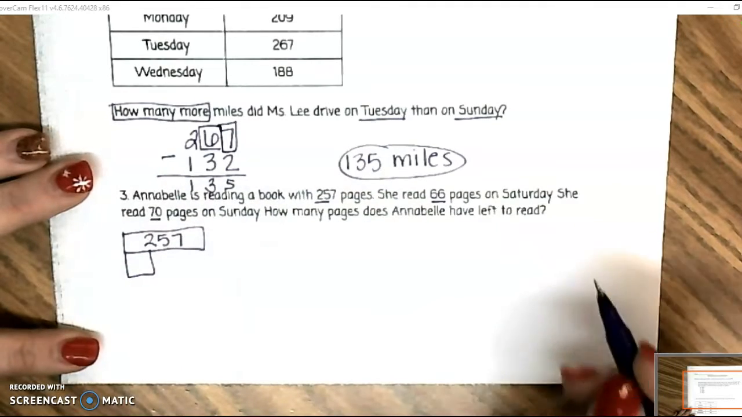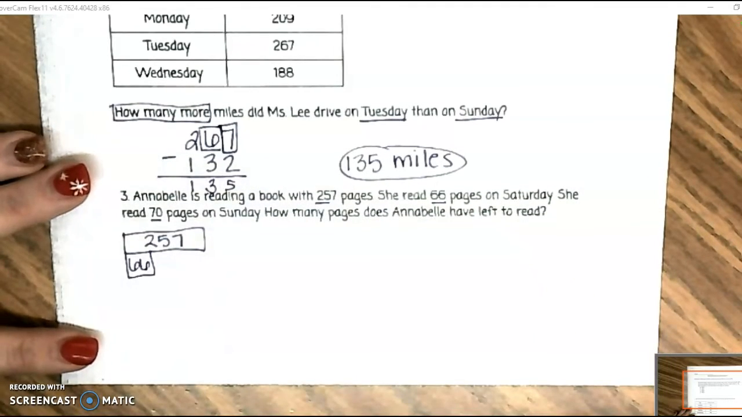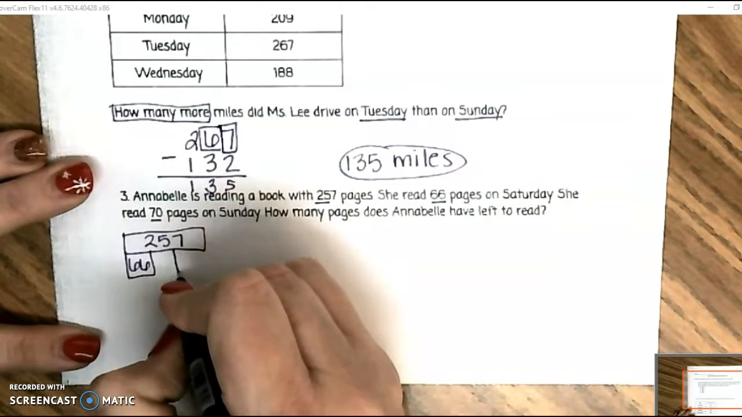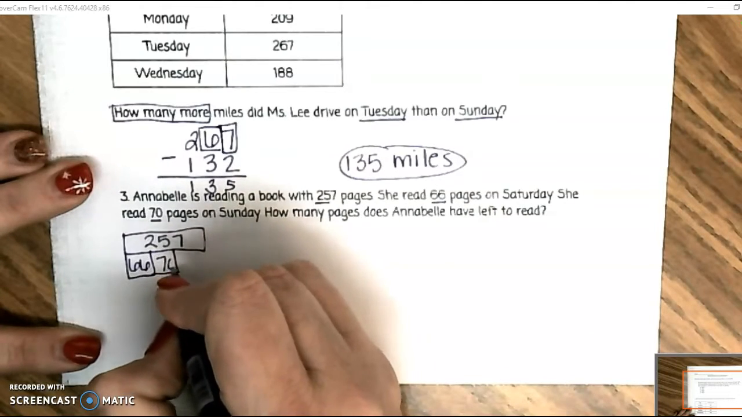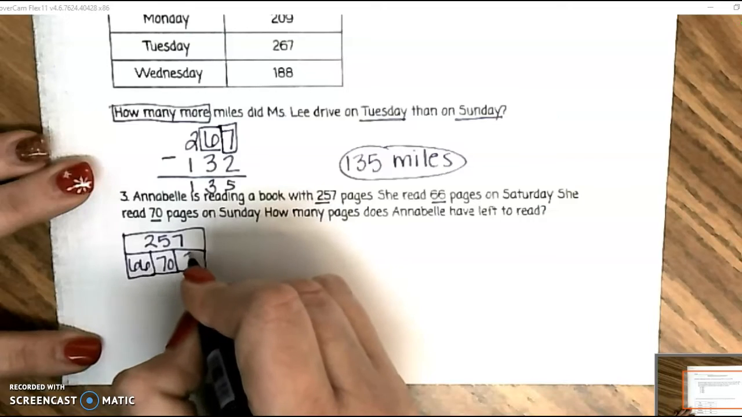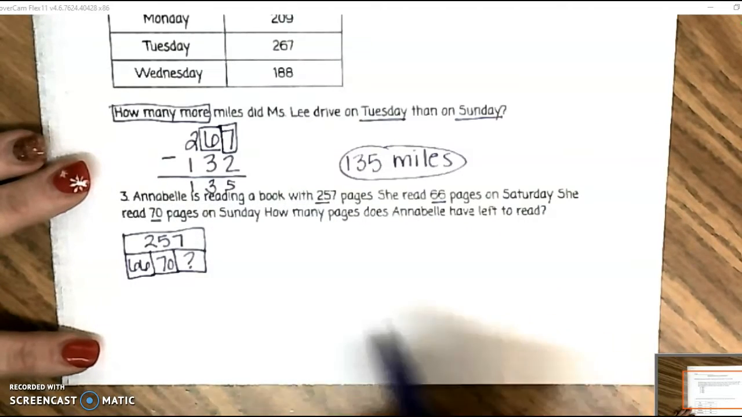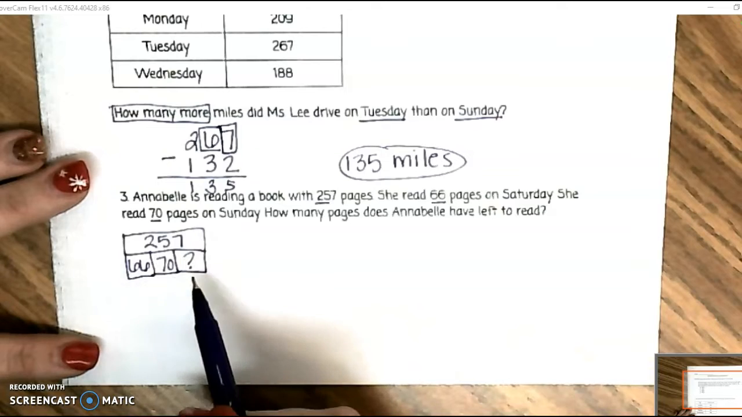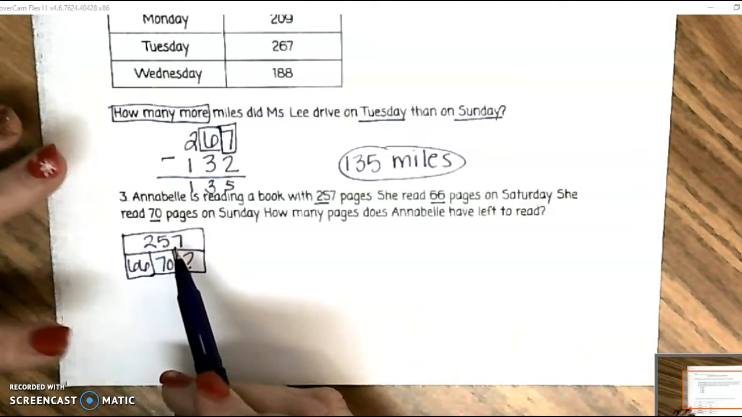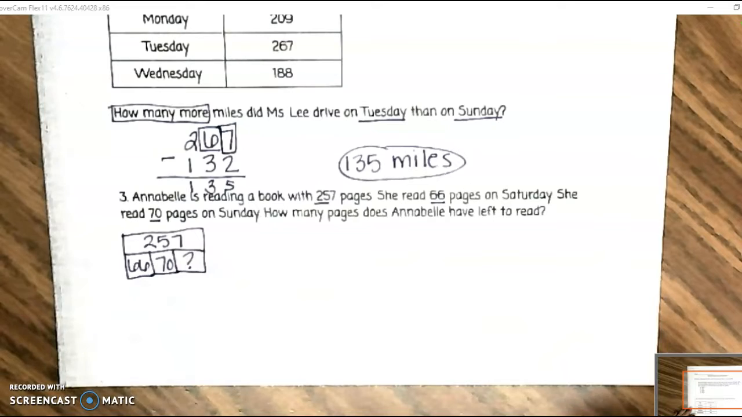Then it says she read 66 pages on Saturday, and she read 70 pages on Sunday. The question says, how many pages does Annabelle have left to read? So I can see that I am finding part of a whole. And when I have to find part of a whole, I have to subtract somewhere.